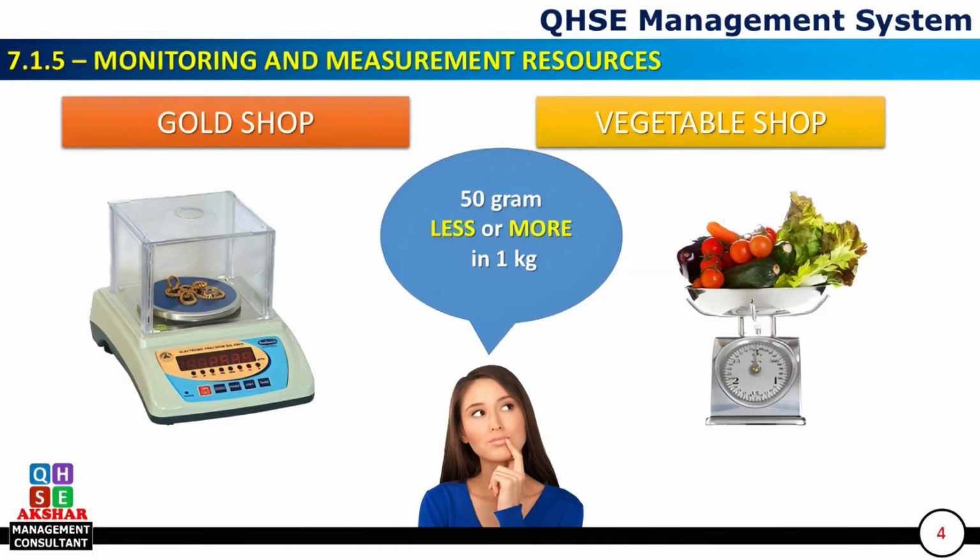If one buys 1 kilogram of the product and there is an error of 50 grams, is it acceptable? Let us consider both scenarios. If one buys 1 kilogram of tomatoes, 50 grams less tomatoes, or 50 grams more tomatoes, it is an acceptable error to both parties, that is, the buyer or seller. But if one buys 1 kilogram of gold jewelries, even 10 grams less gold, or 10 grams more gold, it is not an acceptable error to both parties, that is, the buyer or seller.